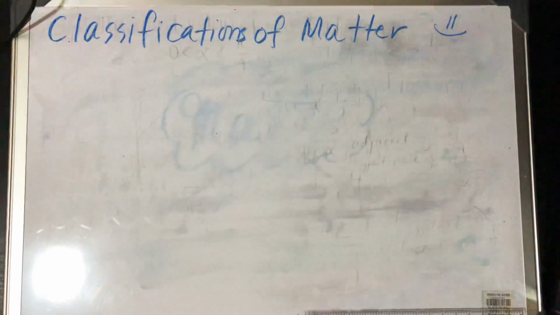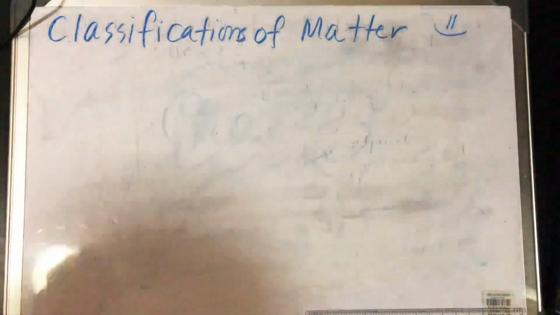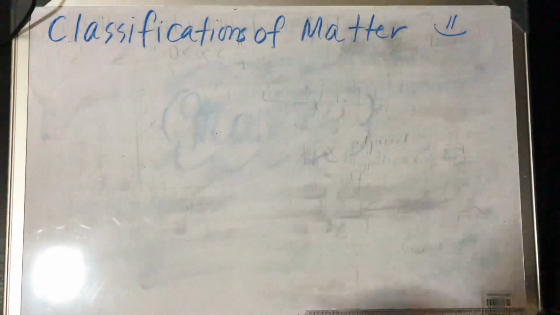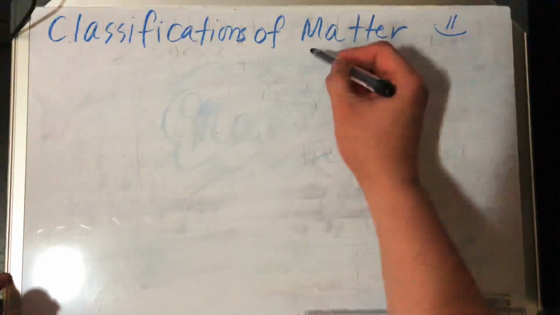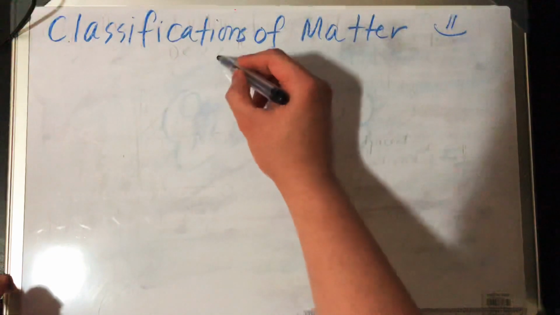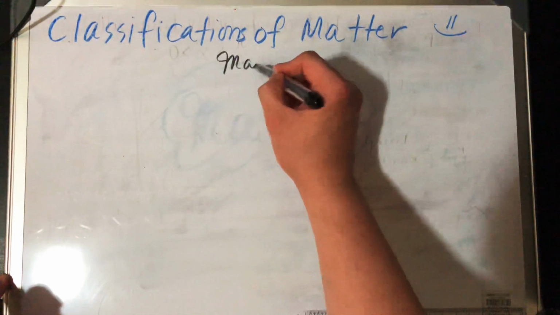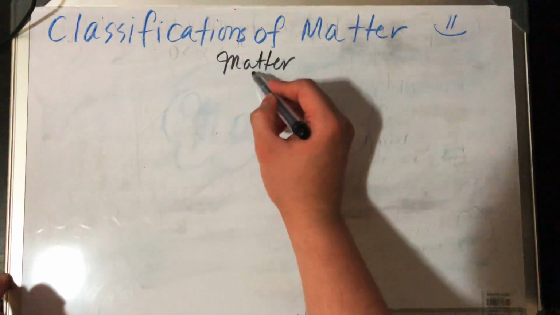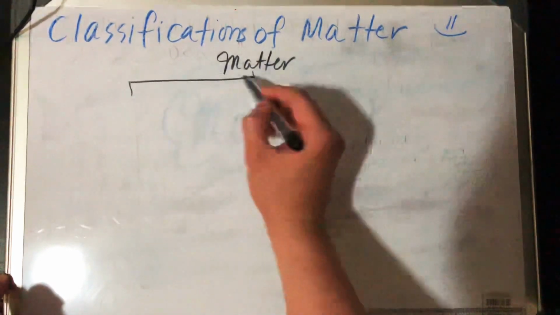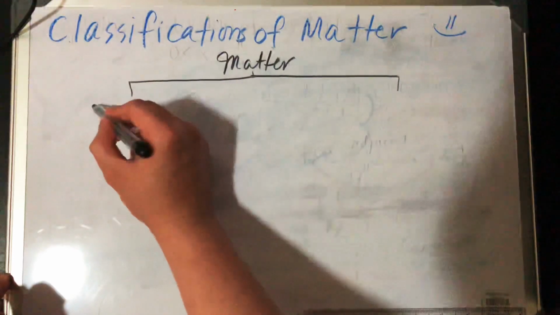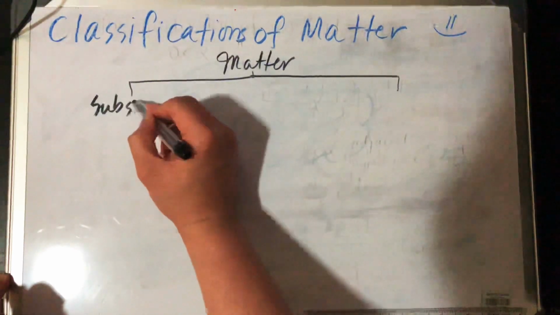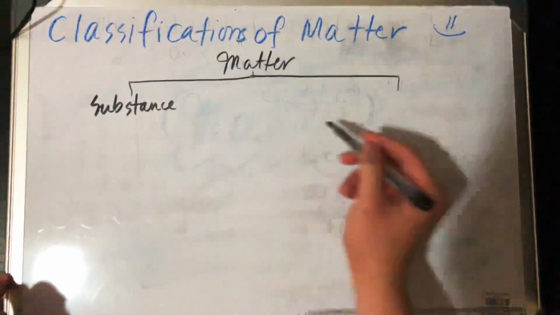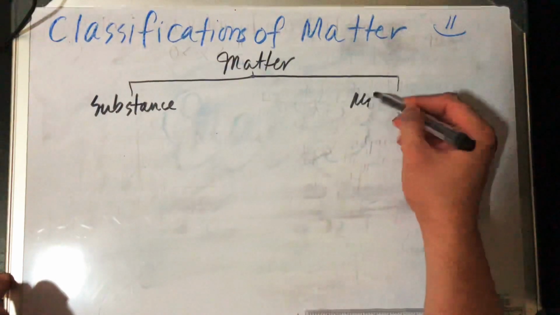Now, how can we classify matter? Matter can be classified into two. So let's start first with matter. Matter can be classified into two: we have substance and we have mixture.